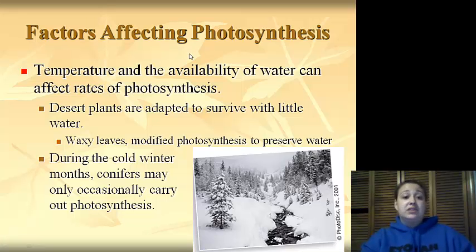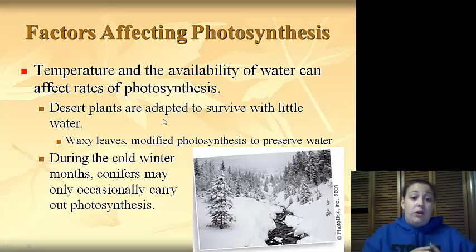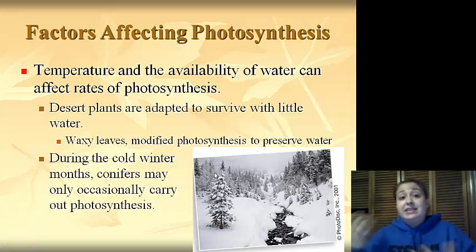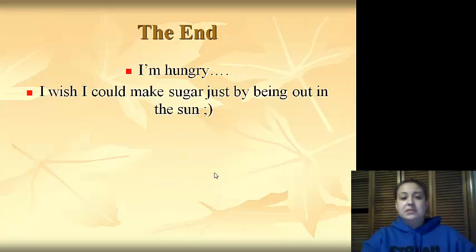Factors that affect photosynthesis: temperature and availability of water. Desert plants must adapt to survive with little bits of water. They have waxy leaves, and they can modify photosynthesis to preserve their water and only do it at certain times. During the cold months, conifers may occasionally carry out photosynthesis because they still have their needles on them, so they can still gain some energy and some sugar.